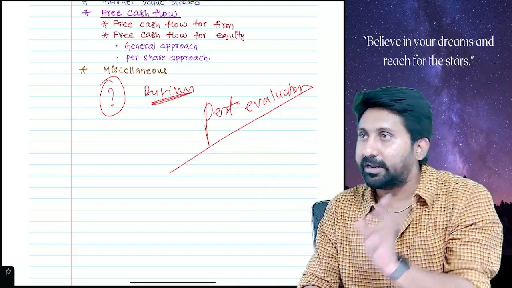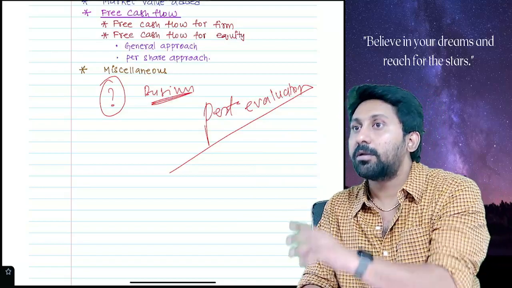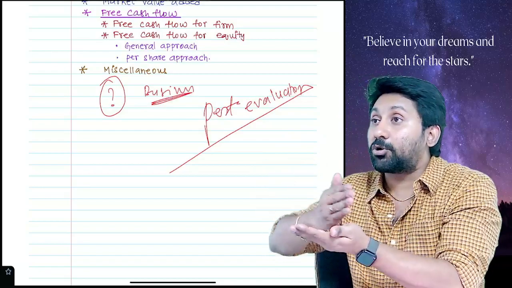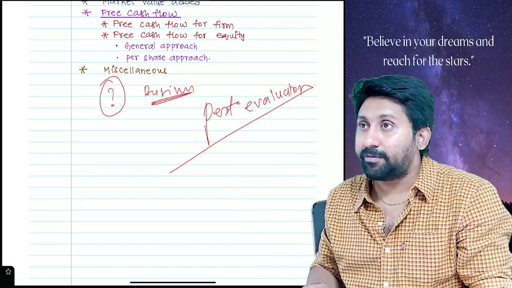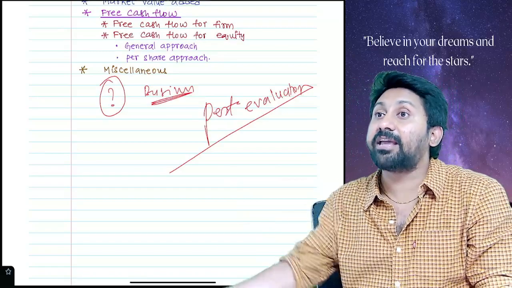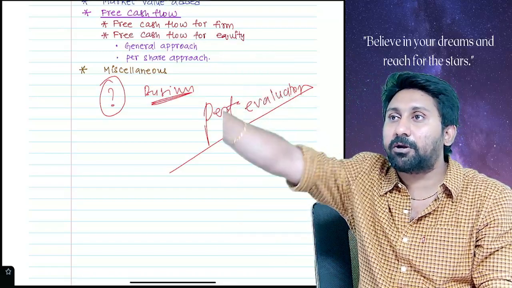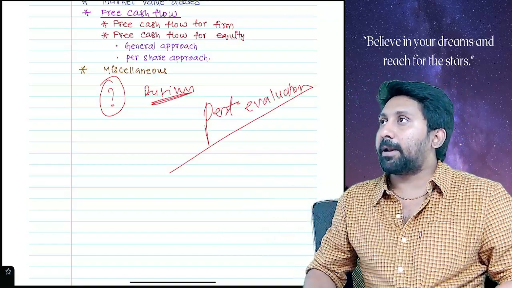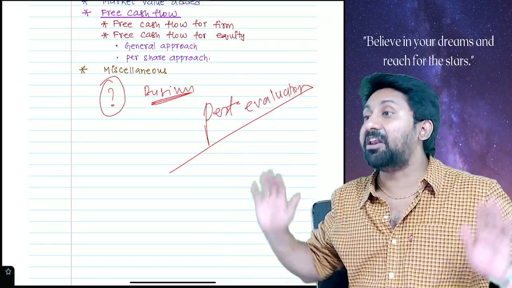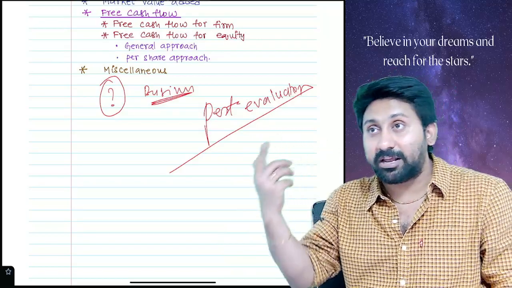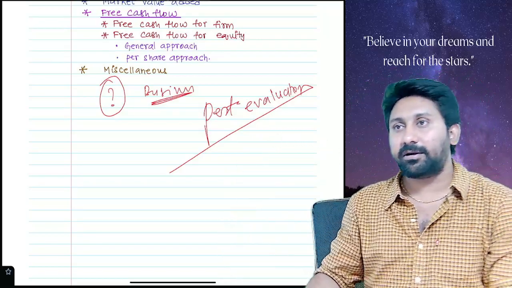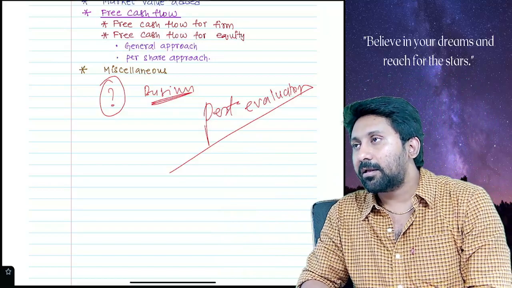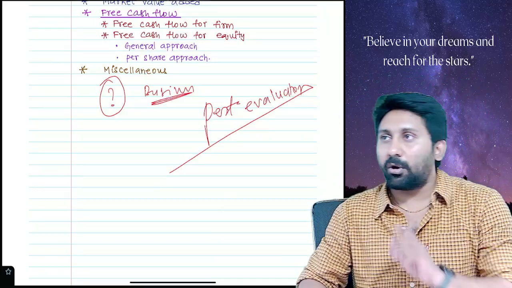Number one, dividend. Number two, unrealized capital gain. What do you mean by unrealized capital gain? A hike in the value of prices, P1 minus P0. I invested 500, the price became 540. Very happy, because I have a growth in price and I am also getting the dividend. Clear?